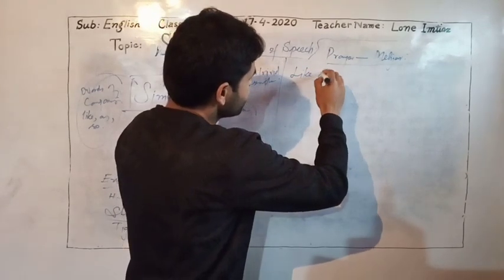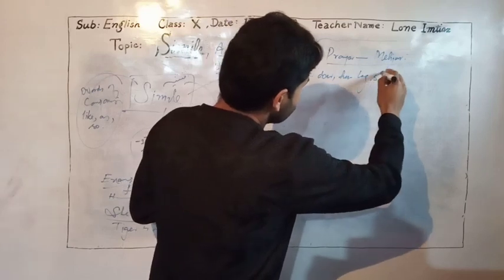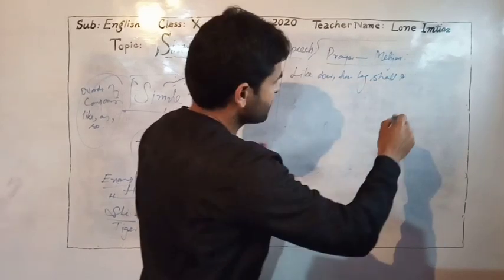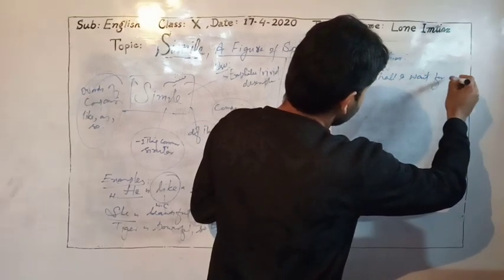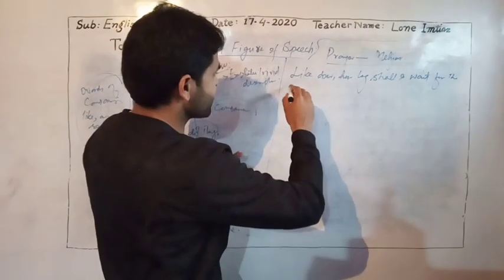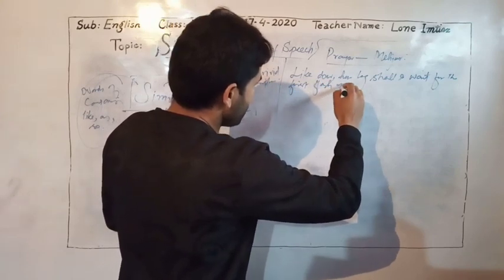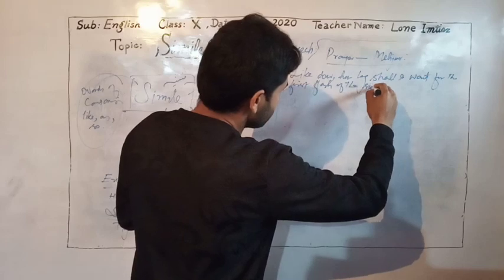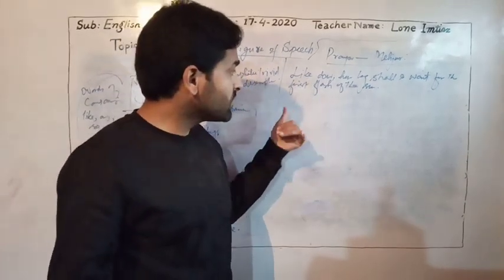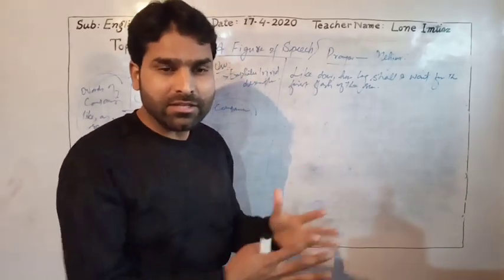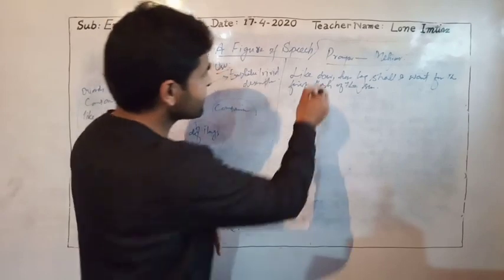Like dew, how long shall I wait for the first flash of the sun. The poet compares himself with dew. तशबीह देता अपने आप को dew के साथ, शबनम के साथ. So it's simile and like is used here.